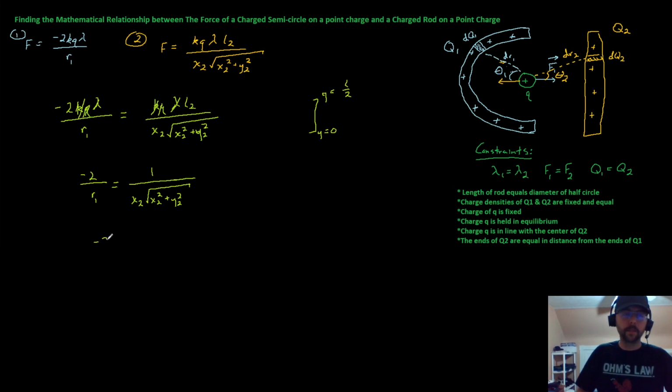We have negative 2 over r sub 1. This side should not have canceled. Equals 1 over x sub 2 square root of x sub 2 squared plus, if I square L I get L squared over top of, if I square 2 I get 4.